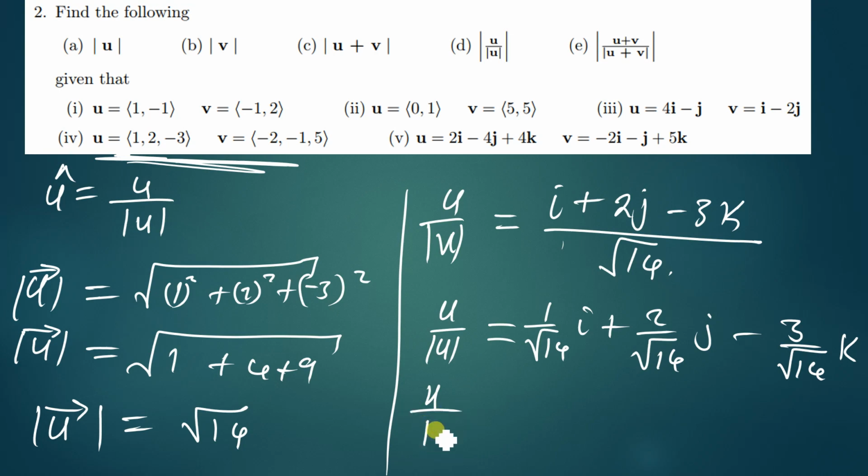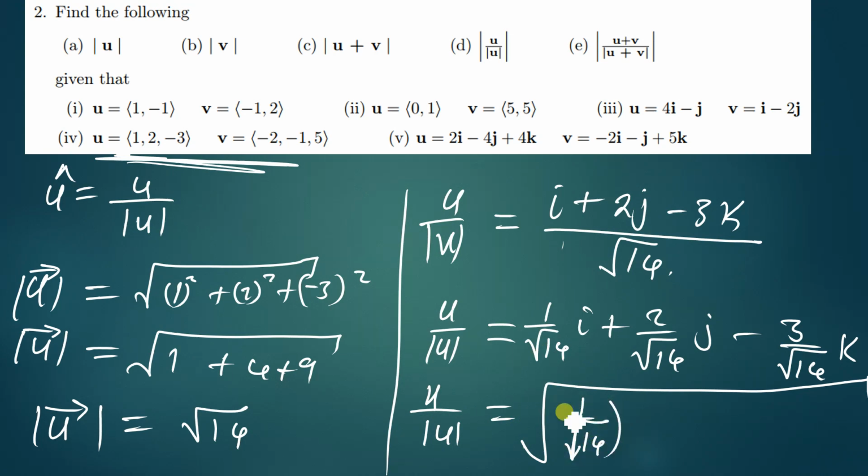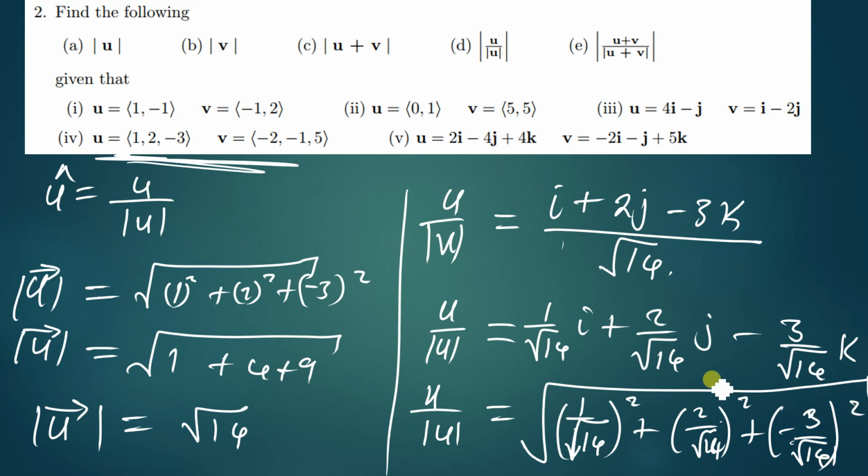Right, so now to find the magnitude of that, we say the square root of 1 over the root of 14 squared plus 2 over the root of 14 squared plus negative 3 over the root of 14 squared.